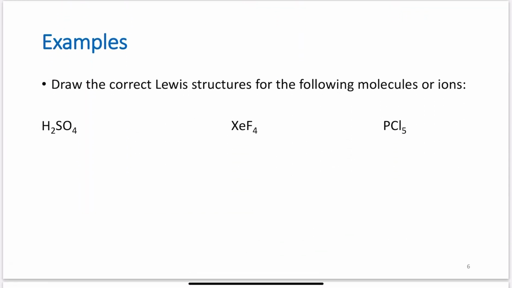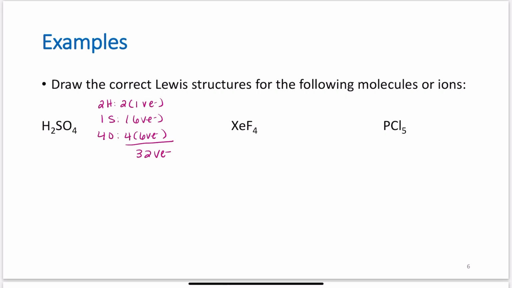Okay, what about these ones? H2SO3, XeF4, and PCl5. These 3 are intentionally listed because they are not going to follow your nice Lewis rules. Let's see what I mean. I have 2 hydrogens, 2 times 1 valence electron each, 1 sulfur with 6 valence electrons, and 4 oxygens, 4 times 6 valence electrons each. Overall, this gives me 32 valence electrons.